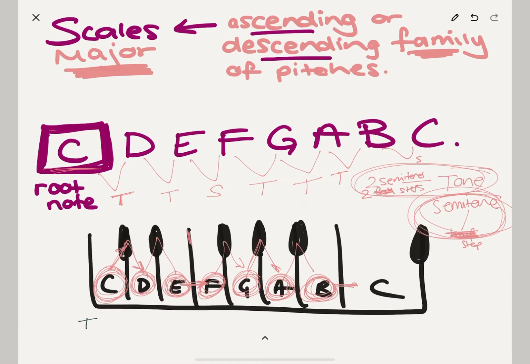Therefore, the major scale recipe, whenever you write any major scale, is tone, tone, semitone, tone, tone, tone, semitone. Sing it for me. Tone, tone, semitone, tone, tone, tone, semitone. That's your major scale recipe.